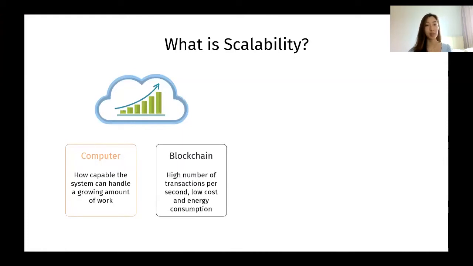And when it comes to blockchain, a scalable blockchain is one that can achieve a high TPS, also known as transactions per second. So for example, Bitcoin has poor scalability, where it can only perform about 7 transactions per second, as compared to Visa, which can perform around 1,700. And besides transaction speed, we also look at the cost and energy consumption of each transaction.